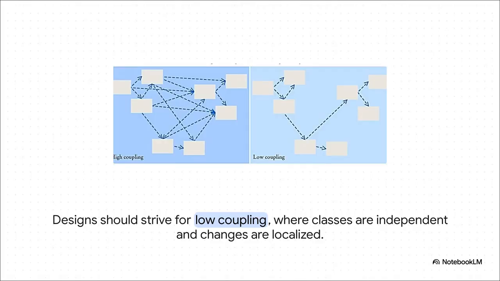And wow, this visual says it all, doesn't it? On the left, high coupling is a tangled mess. It's a house of cards. One change anywhere creates a ripple effect across the entire system. But on the right, low coupling gives us independent, self-contained components with clear, minimal interactions. That is the kind of resilient, maintainable system we want to build.